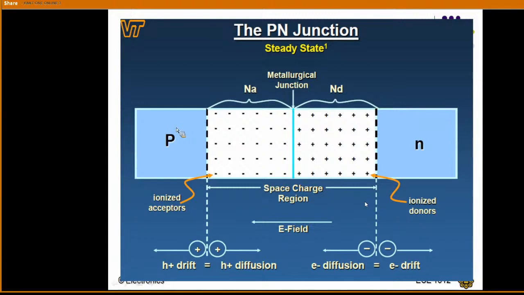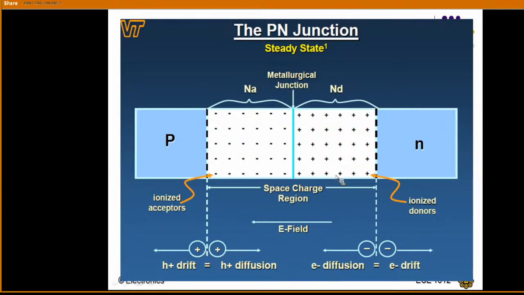Now, if any hole is moving from P to N, take an example, here 1000 holes are there, here 100 holes are there. Due to the concentration gradient, these 1000 holes move to the N-type. In the p-type material, holes are majority charge carriers. When they come to the n-type, the holes are minority charge carriers. Now see the hole current. The holes will diffuse in this direction. See the arrow mark. That means majority holes diffuse to the minority side. Whenever a hole is moving in this direction, the current direction is also the same way.